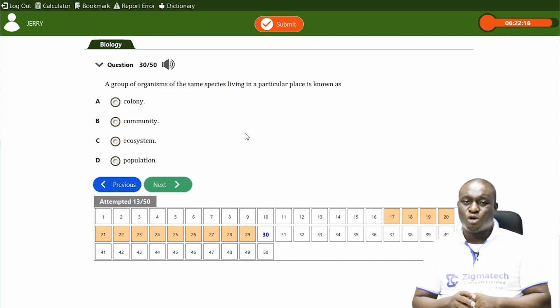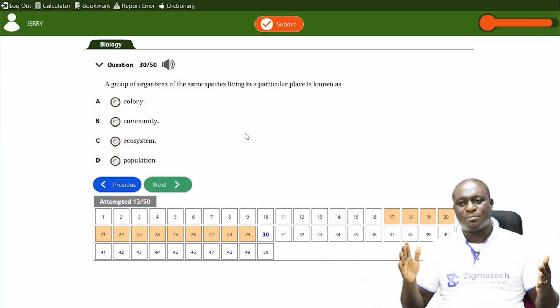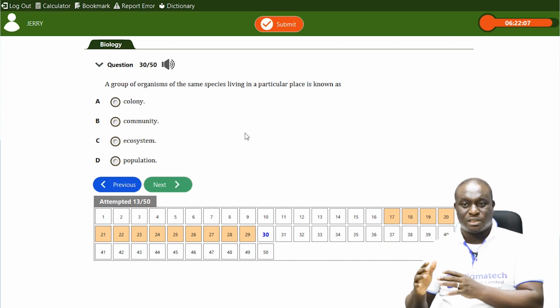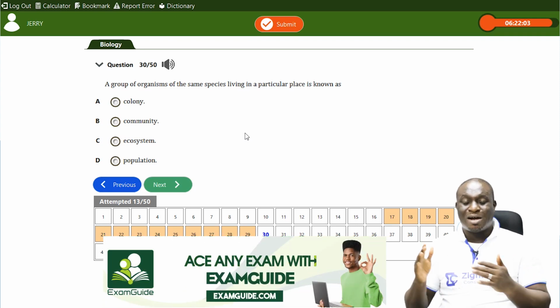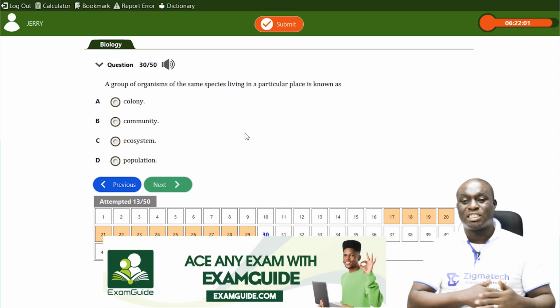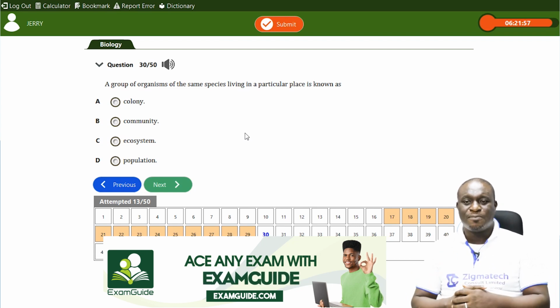We also have a community. Now, community has to do with a number of organisms of the same species actually living in a particular place, or different species, both plants. We have a plant community, we have an animal community, but they are living in a particular place. But that's not the answer.